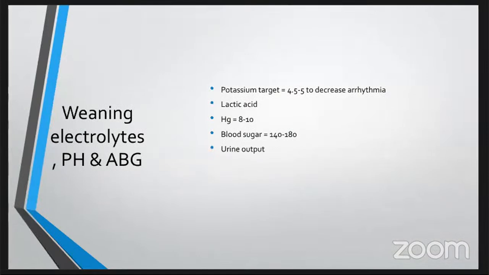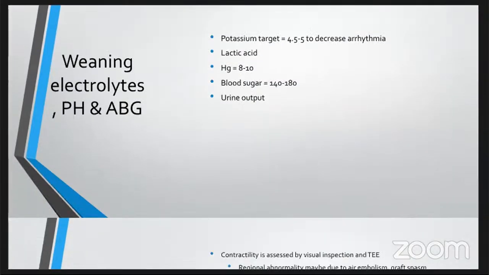So for weaning, electrolytes, blood gases, and pH: our target potassium is around 4.5 to 5 to decrease the incidence of arrhythmia. You have to watch the lactate level, keep the hemoglobin around 8 to 10, blood sugar 140 to 180, and ensure adequate urine output.